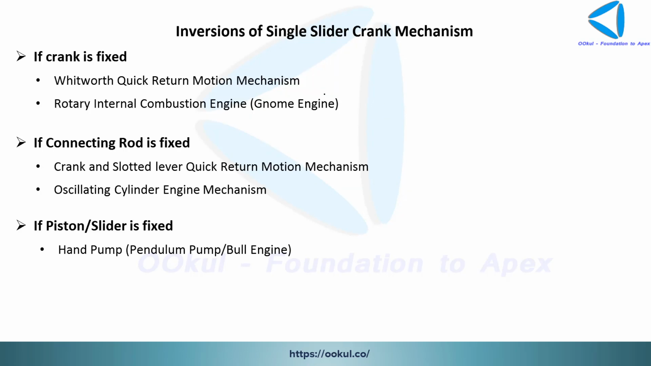Now see its inversions. There are different kinds of inversions of the single slider crank mechanism when we fix different elements. When the crank is fixed, we get 2 mechanisms: the Whitworth quick return motion mechanism, and the rotary internal combustion engine mechanism, also known as the Gnome engine. If the connecting rod is fixed, we get the crank and slotted lever quick return motion mechanism, and the oscillating cylinder engine mechanism. And when the piston or the slider is fixed, we get the hand pump mechanism, also known as the pendulum pump or Bull engine. So now we will discuss all of them one by one.